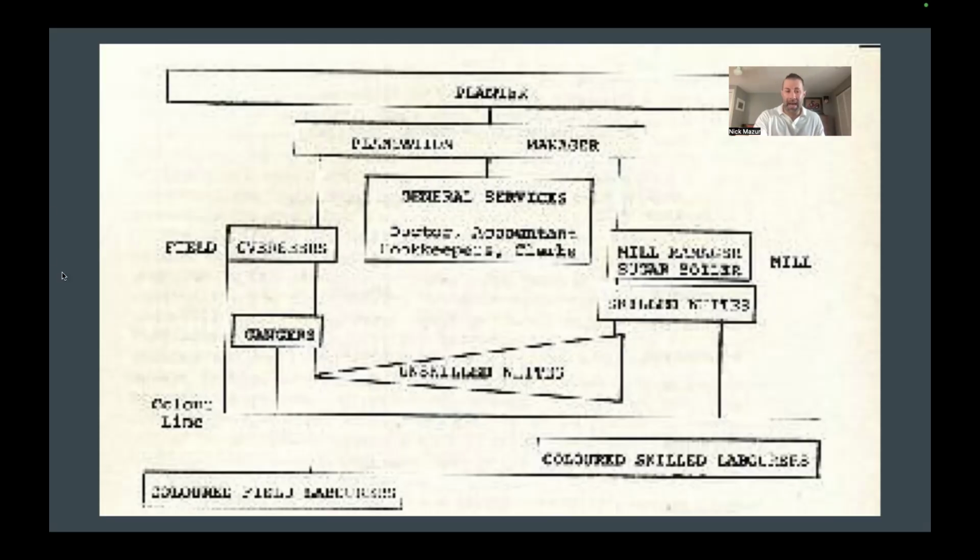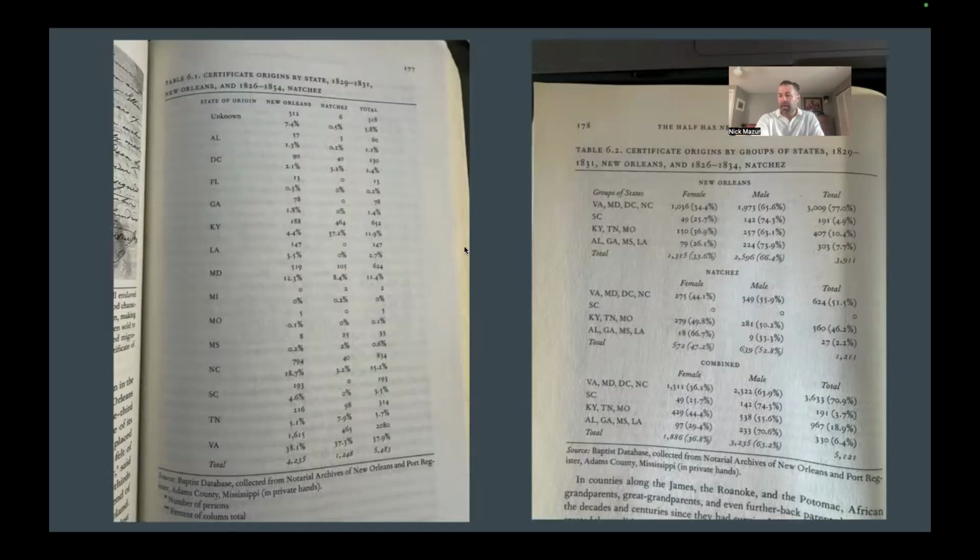If you take a look at some of the data, and this is actually from a book you can find, it's called The Half Has Never Been Told. It's by a gentleman by the name of Edward Baptist. He took about 12 years to write this book. But what I want to emphasize to you is how exactly this system starts to work, okay?